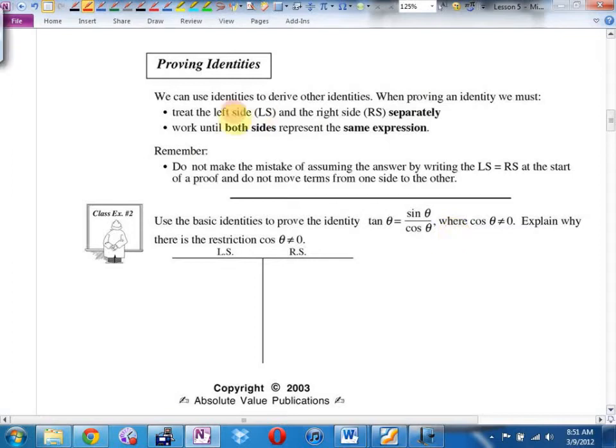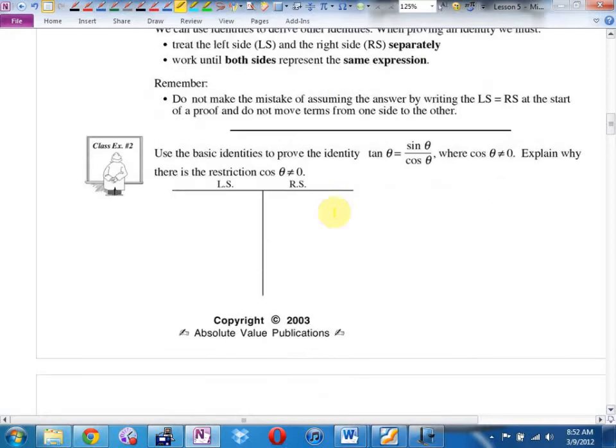However, we have to treat the left side, abbreviation LS, and right side, abbreviation RS, separately. We cannot, for example, multiply both sides by cosine, even though that might make it way easier, because that would be assuming it was equal in order to prove that it was equal. It says, remember, don't make the mistake of assuming the answer by writing left side equals right side at the start of a proof. Don't move terms from one side or the other.